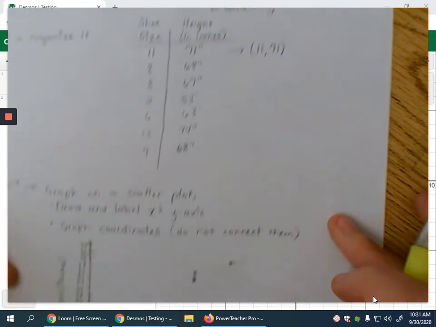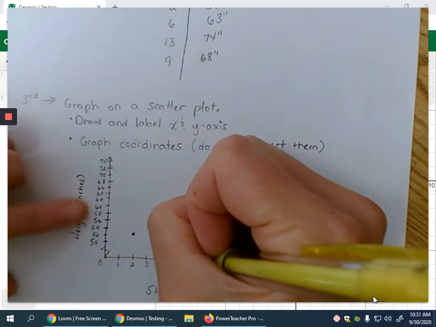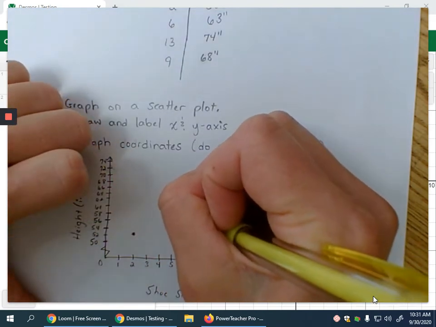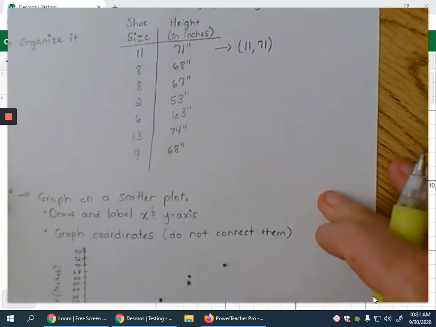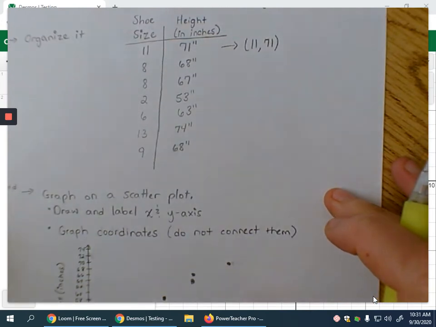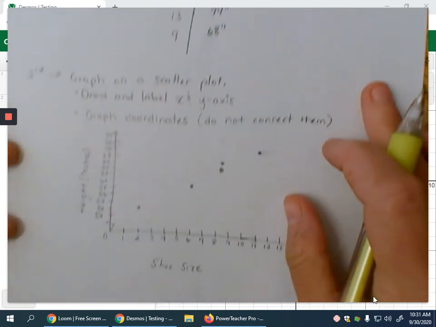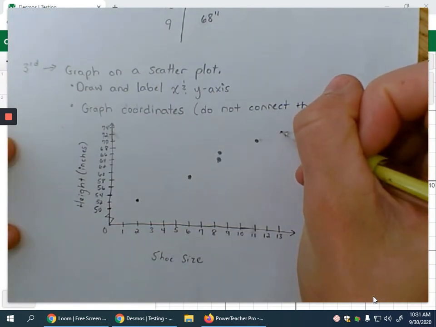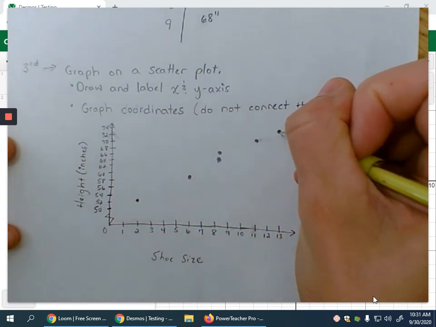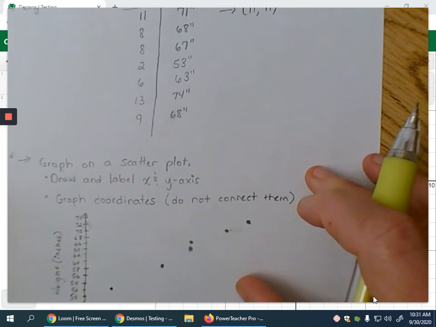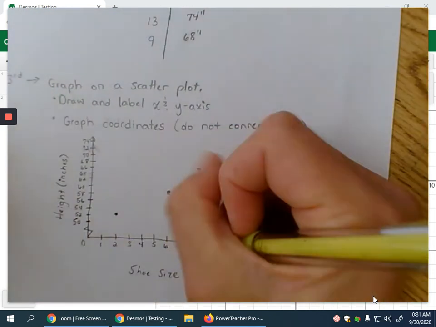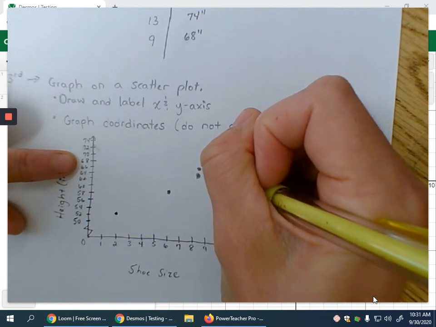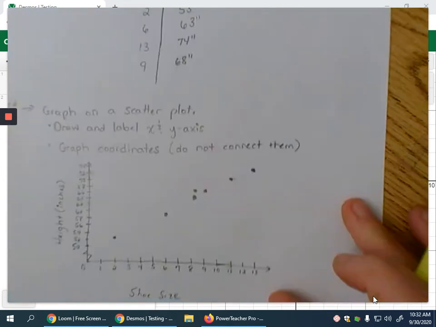And so we're approximating in a way. And then 13 and 74, so that was the tallest person, and that person happened to have the biggest shoe size too. And then the last one was 9 and 68. So 9 and 68, that would be actually level. Once you've made your scatter plot and graphed all of your data, you can start looking at it and analyzing what the data tells you. And that's what we're going to discuss in other videos, okay?